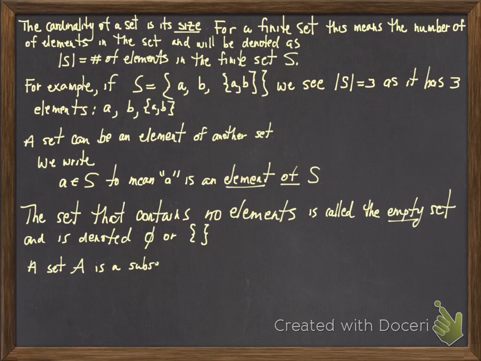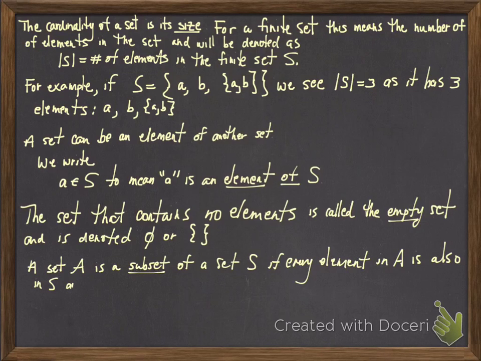Now, a set A is called a subset of another set S if every element in A is also in S. And we write A, with a flattened somewhat C, S. So that reads A is a subset of S. Not to be mistaken with little a is an element of S as above. So think about it. What's the difference between something being an element of a set, so it's one of the things inside, and a subset of S, so a collection of those things inside.